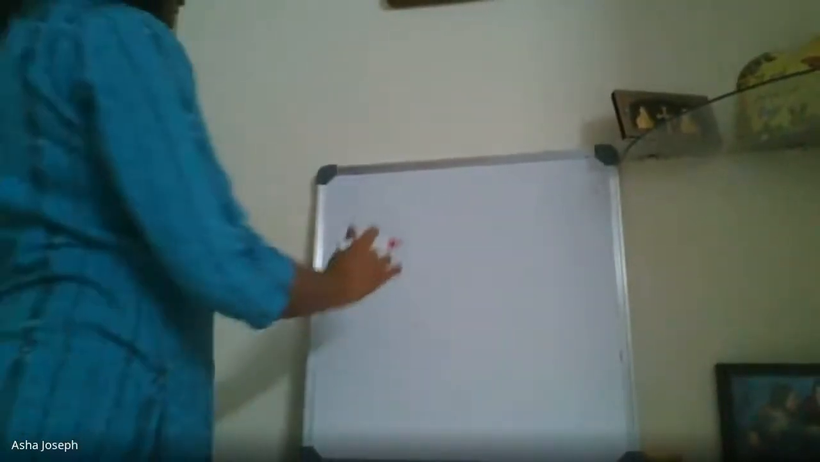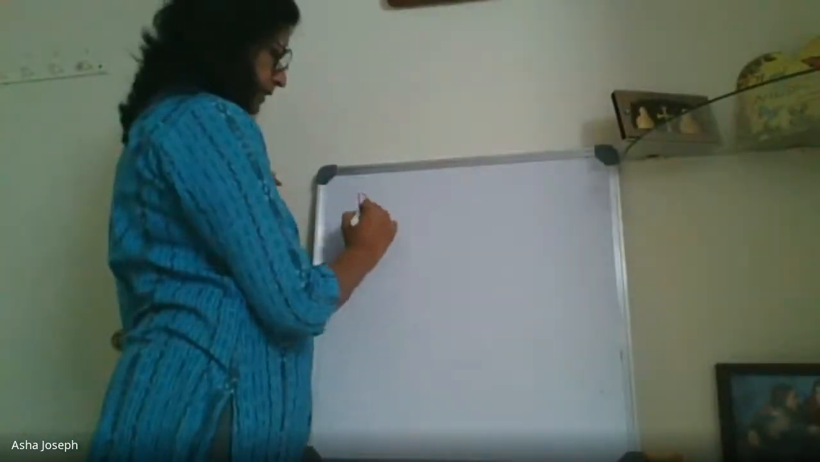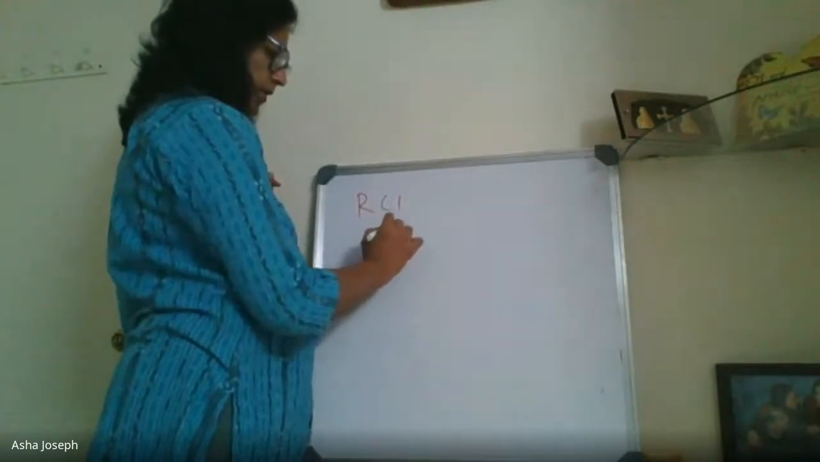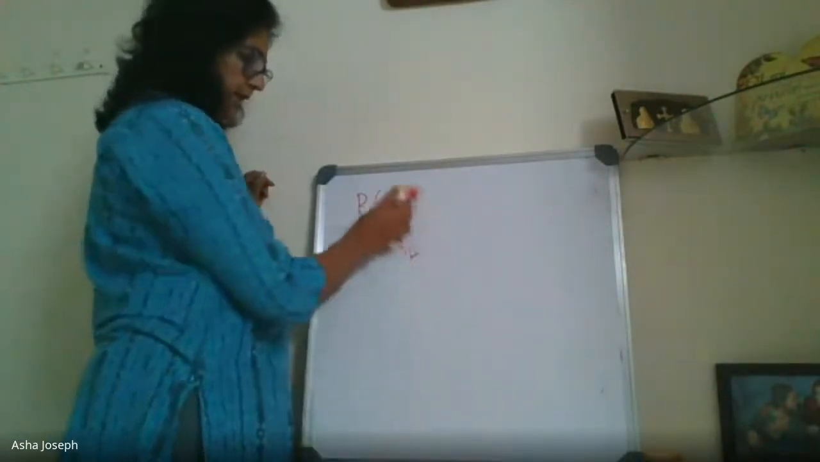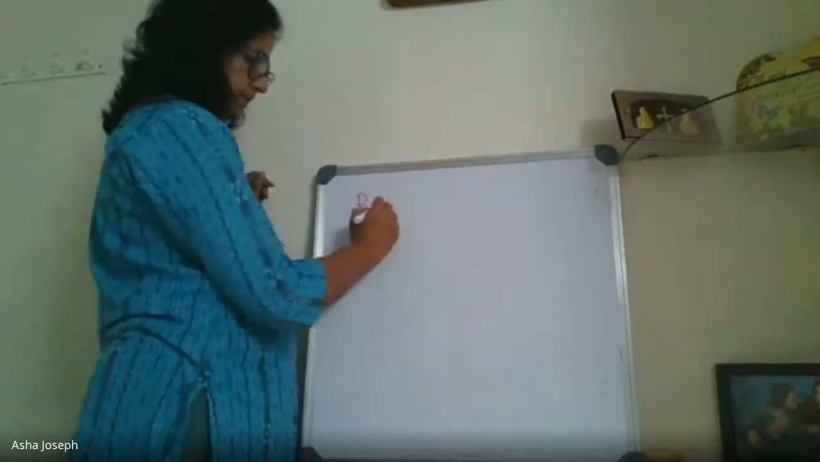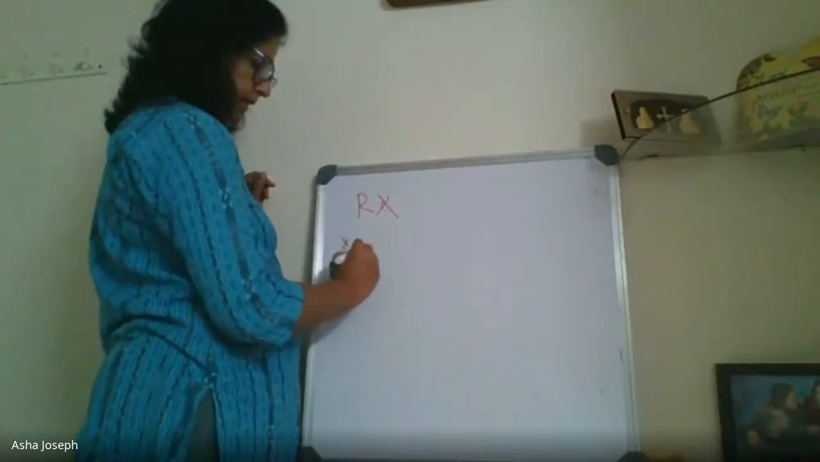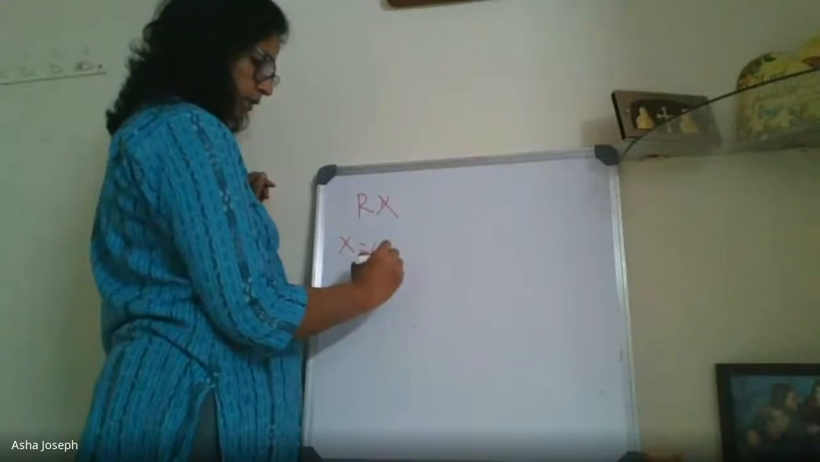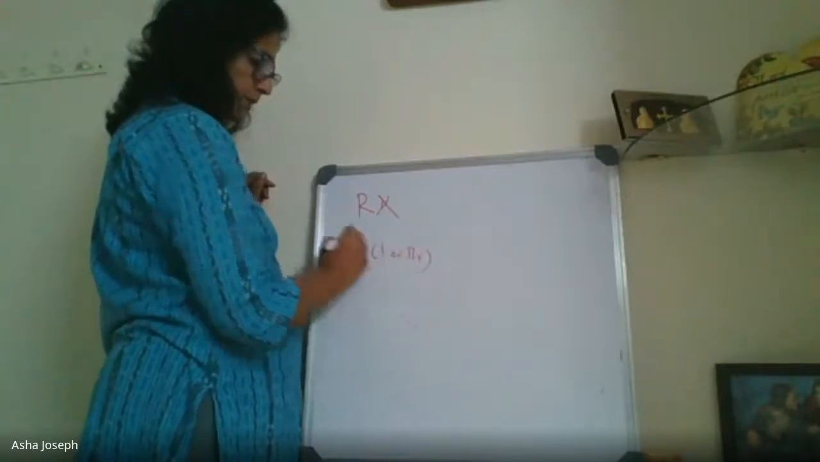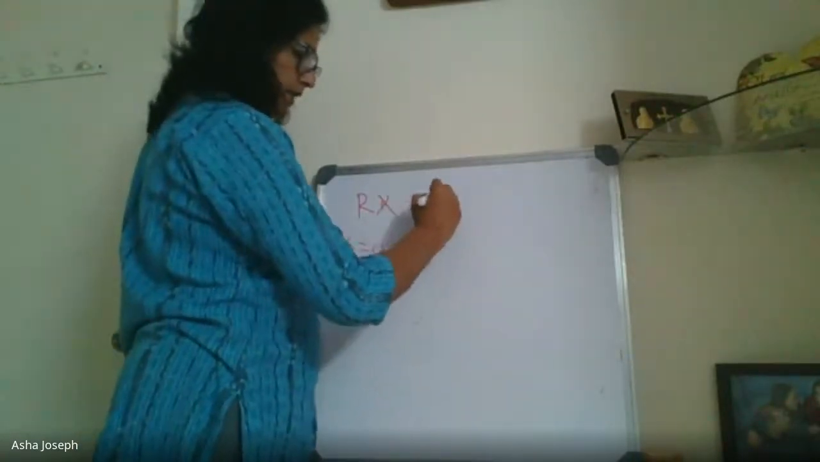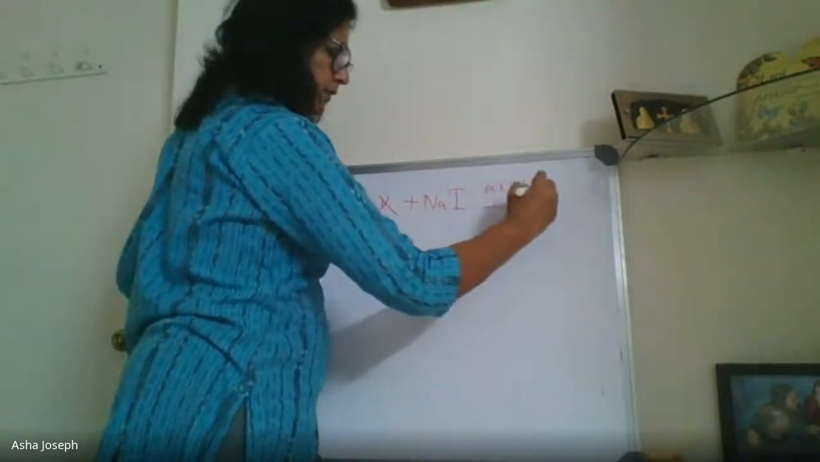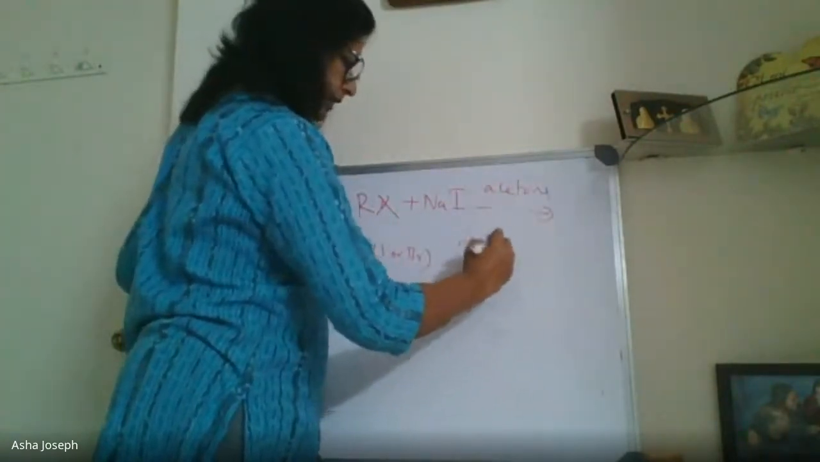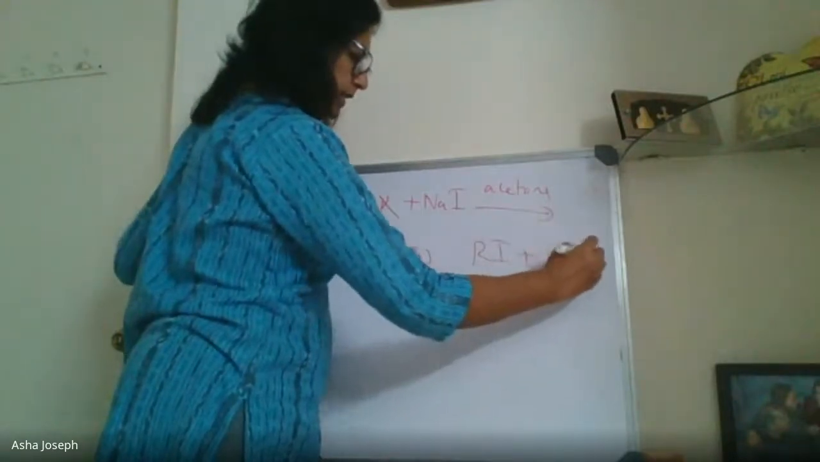So the Finkelstein reaction: you can take an alkyl chloride or an alkyl bromide. In general, I will say RX, and X is chlorine or bromine. The reaction is with NaI in the presence of acetone, and you will get the iodoalkane plus NaX.